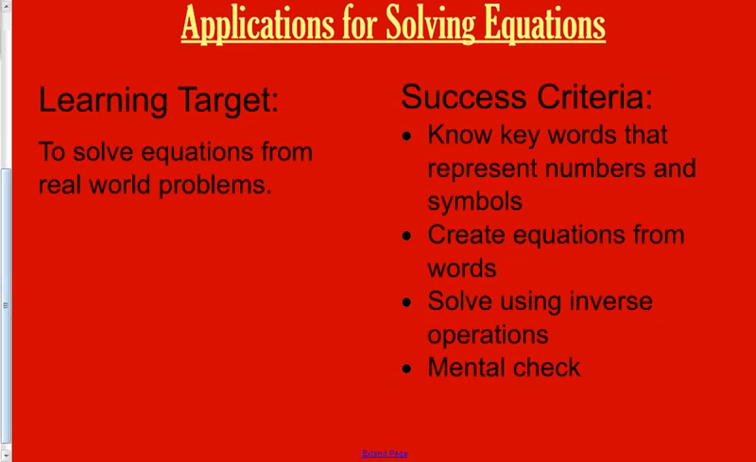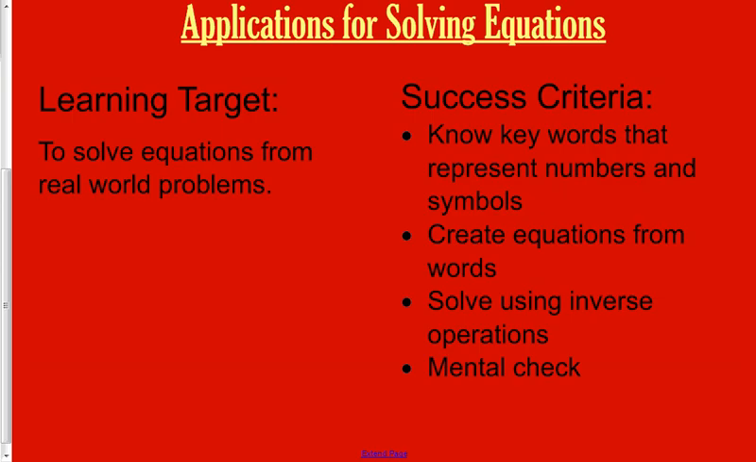A couple things that are important to be successful. You've got to know keywords that represent numbers and symbols, something that we've actually discussed before. We're going to review that. Second bullet point, you got to be able to create equations from the words. So we're taking those words and putting them into numbers and symbols that will form an equation. And the rest is just solving equations based on what we did. Then a mental check to make sure that it makes sense, and put a label to our answer at the end.